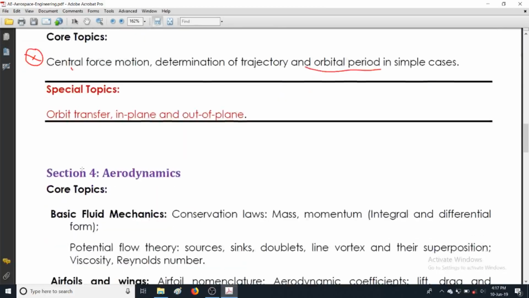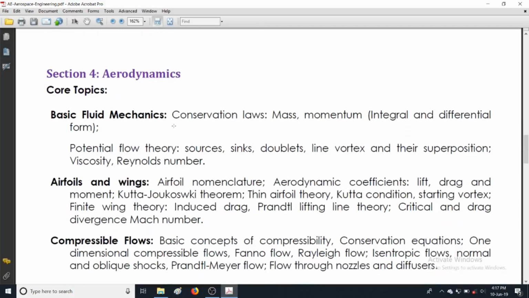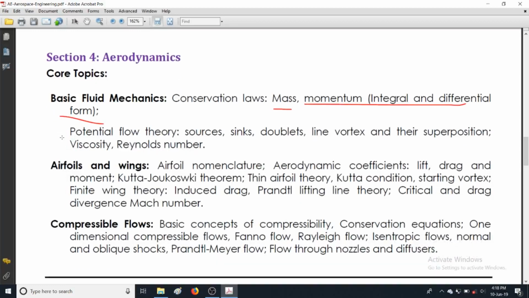So after this we will go for aerodynamics. In this, every year many questions have been asked. So first we will see the basics of fluid flow. In that we will learn the mass, momentum and energy equations. These are the conservation equations which are necessary to solve any problem in fluid mechanics.